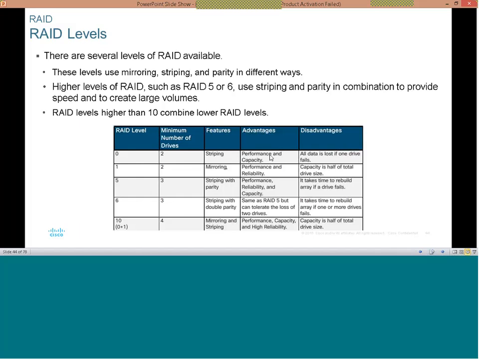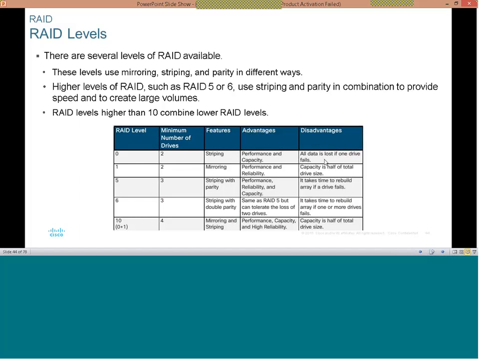And what are the advantages? If the server is of level 0, we're saying that it can do striping, and it has a minimum of 2 drives, and it can take more than that. Performance and capacity, that's an advantage. The disadvantage is that all data is lost if one drive fails. Remember, we say striping. All data is what? Lost when one drive fails.